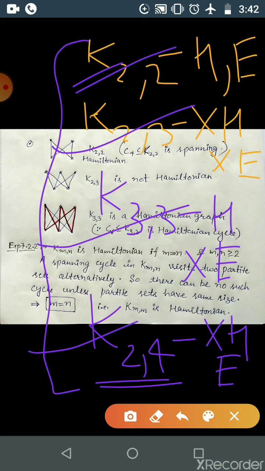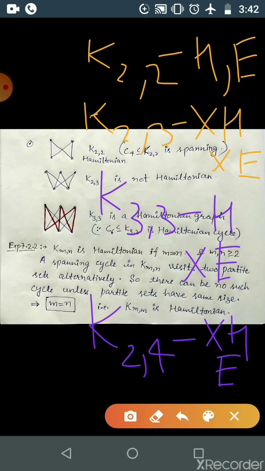In case of Eulerian, we want even degree. So whenever both M and N are even, or you can just say R and S, both partite sets have an even number of vertices, then it will be Eulerian but not Hamiltonian, except whenever you have K22, that is whenever M and N are not equal. Okay, so K44 is Eulerian as well as Hamiltonian.